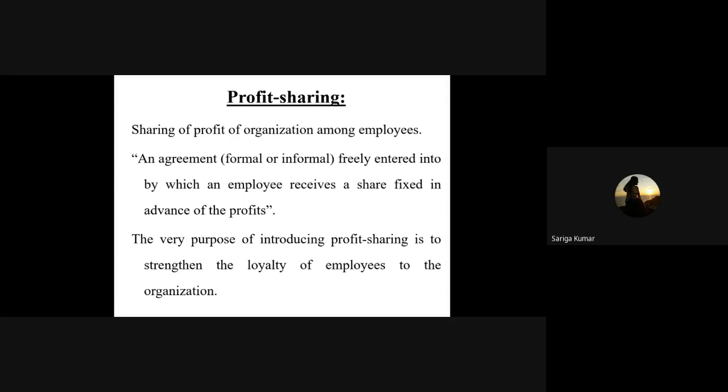Now, out of any profits earned, some amount of share will be distributed among the employees, according to the cadre. See, the very important purpose behind having this type of profit sharing in the organization is that it is going to increase the loyalty of the employees, where employees will not move from one organization to another. The switching of employees will come down, and the attrition rate will come down.